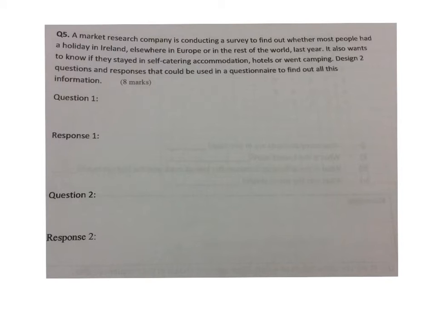So you want to find out 2 things. The first is where most people had a holiday, whether it was in Ireland, Europe, the rest of the world, but where their holiday was. That's the first thing. The second thing you want to find out is where they stayed. So did they stay in self-catering accommodation, hotels, or camping? They are the 2 things you want to find out. You need to write a question that will allow you to find that information out, and a response is an option that somebody can select.